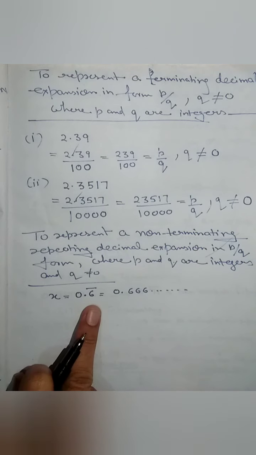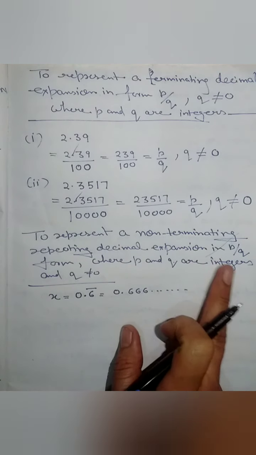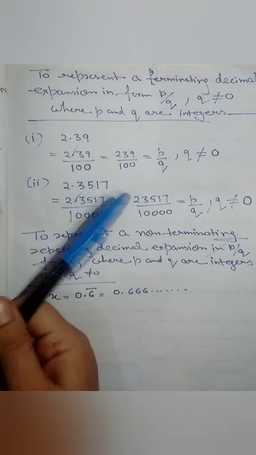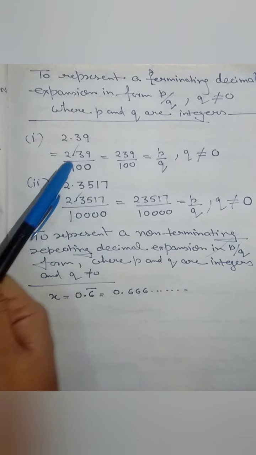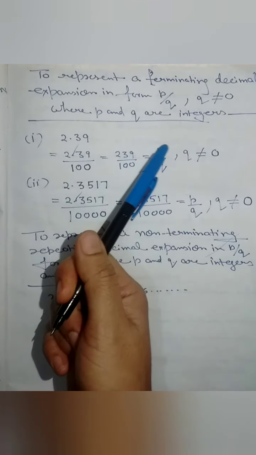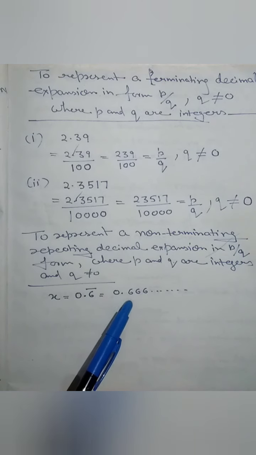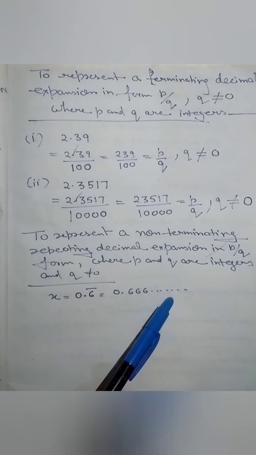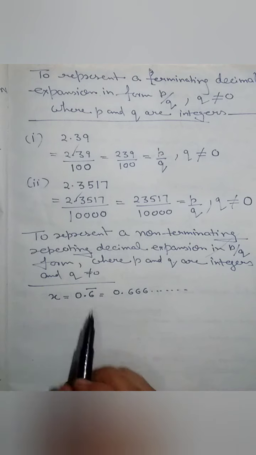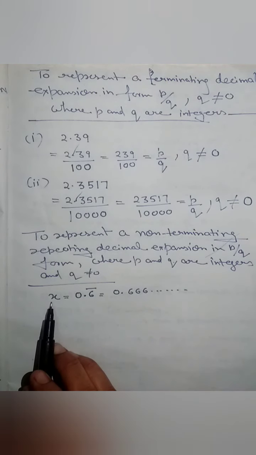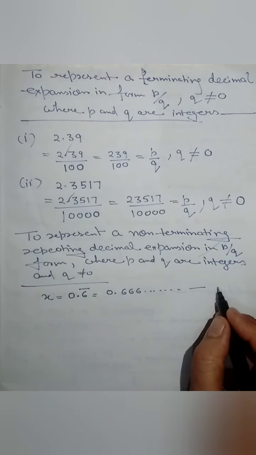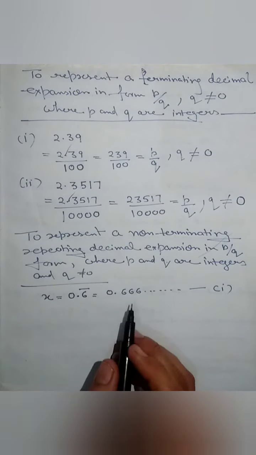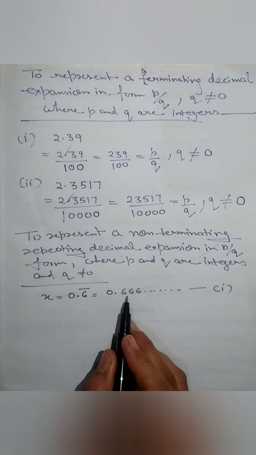We have to change this 0.6 bar in the form of P by Q. In the previous example, it was a terminating decimal expansion, so we simply removed the decimal and got the P by Q form. But in this, as digits are repeating continuously, we'll assume that 0.6 bar is equal to x. Now let it be the first equation. As we can see, how many digits are repeating? Here a single digit is repeating, that is 6.